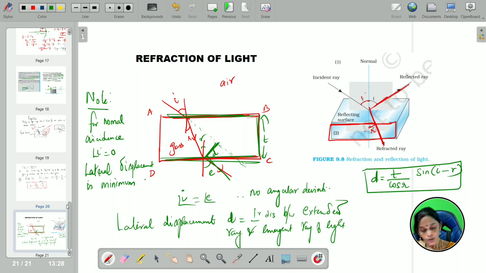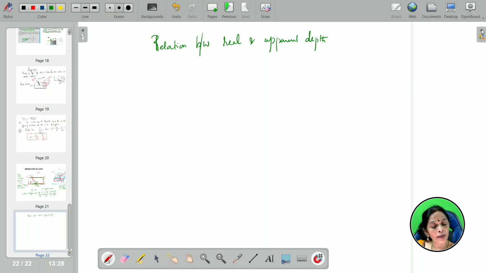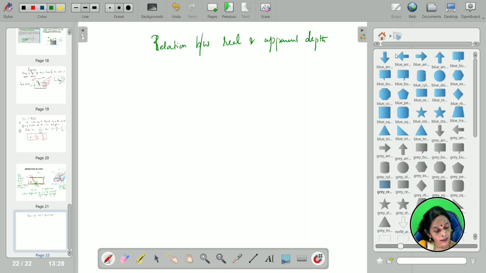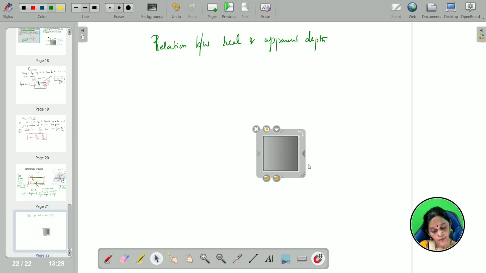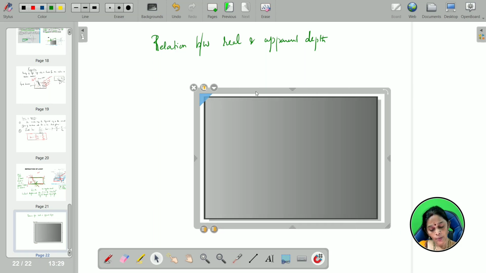So we know the refraction of light, now we will go for the relation between real depth and apparent depth. Relation between real and apparent depth. Now I am going to take a denser medium. So let me take a denser medium here.